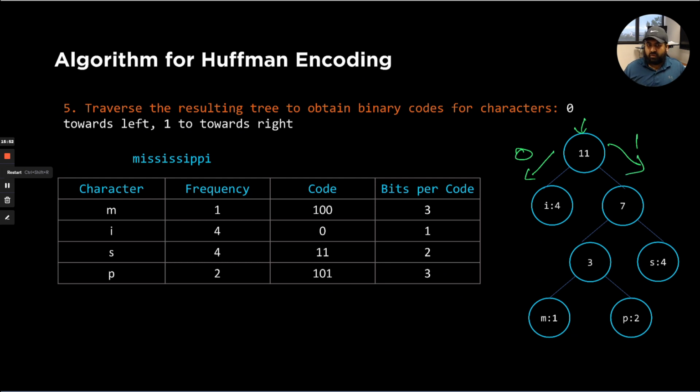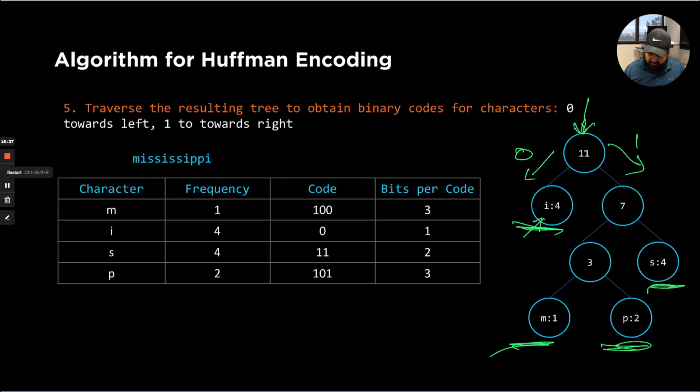Different books follow different conventions. Some books follow the opposite one, where you go towards left, you do 1, and you go towards right, you do 0. But we are going to stick to, you go towards left, 0, and 1 is going to be towards right. So let's say I want the code of a particular character, in this case I. I'm going to start the traversal from the root node and go to all its leaves, because each leaf represents a character.